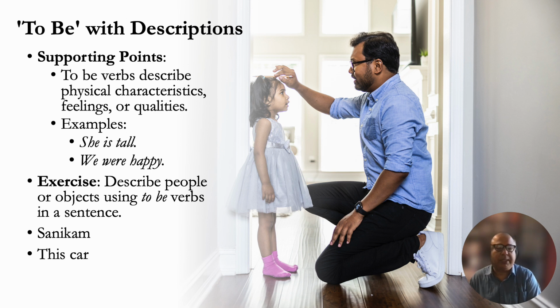Now, here's a name for you, Sunny Kam. Complete a sentence using a to be verb. And the second one is this car. So notice there's only one car, not these cars. Complete a sentence and use to be verbs. Sunnycom is an amazing doctor. This car is fuel efficient. Okay?